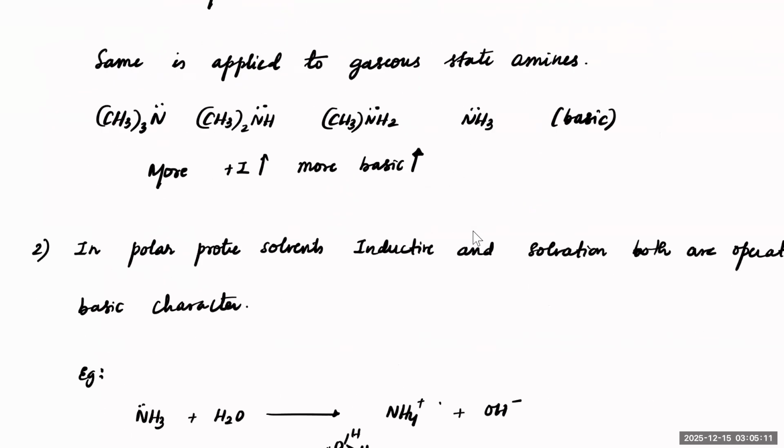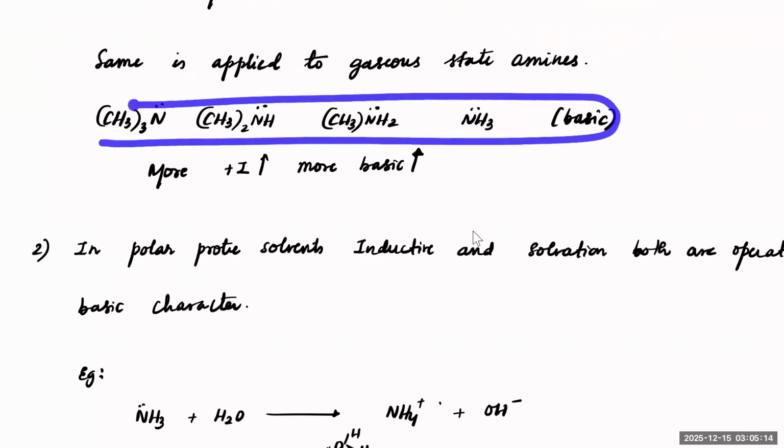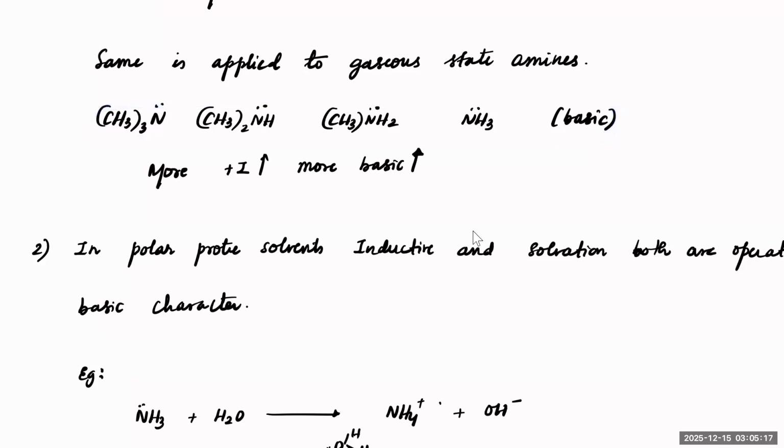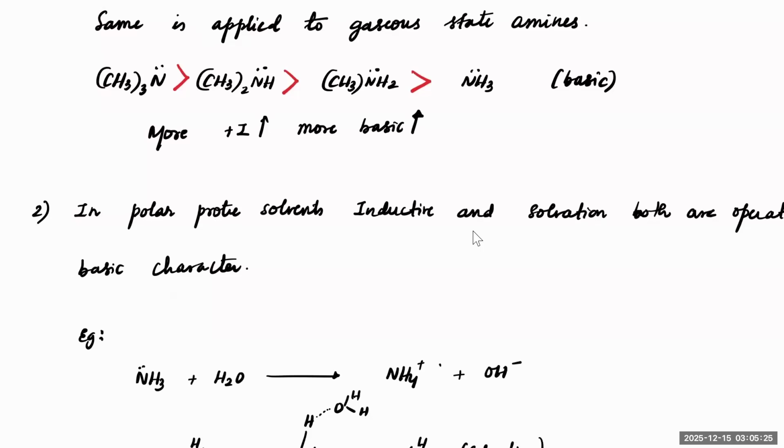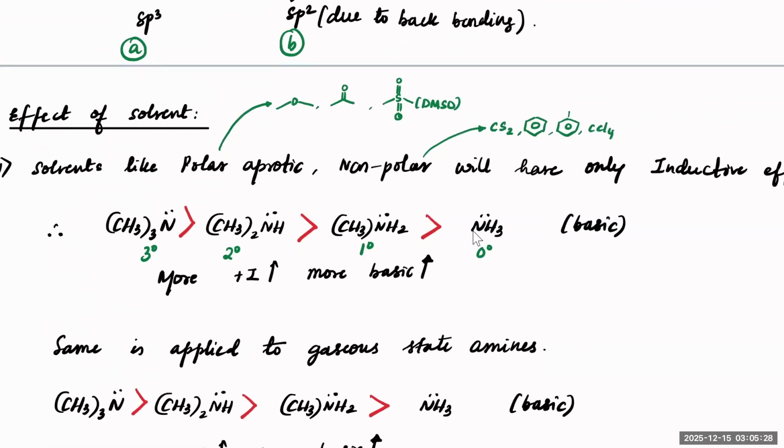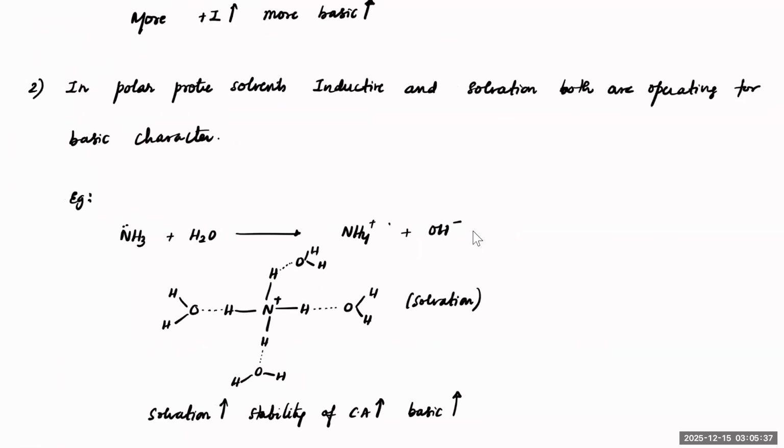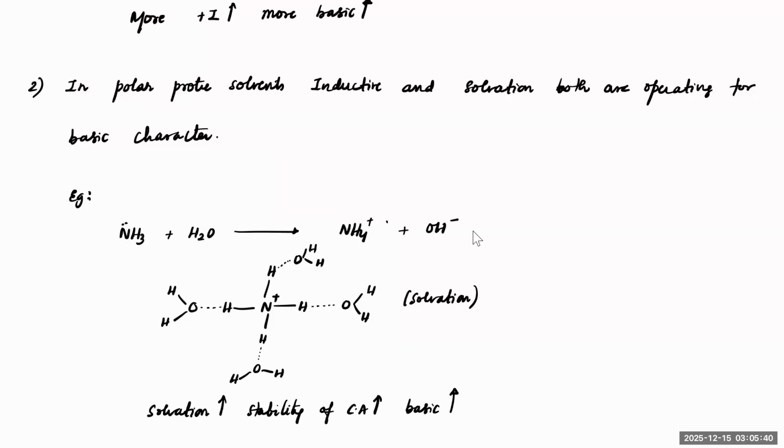Even in gaseous state, if the amines are in gaseous state, then also you should only apply plus I. So based on plus I, 3-degree is greater than 2-degree, then 1-degree, then ammonia. This is the order which you will notice if the solvents are polar aprotic or non-polar, or for that matter, it could be a gaseous state also. Next, in case you have polar protic solvents, like water, which has highly polarized hydrogens, like alcohol, like acids. These are called polar protic solvents.